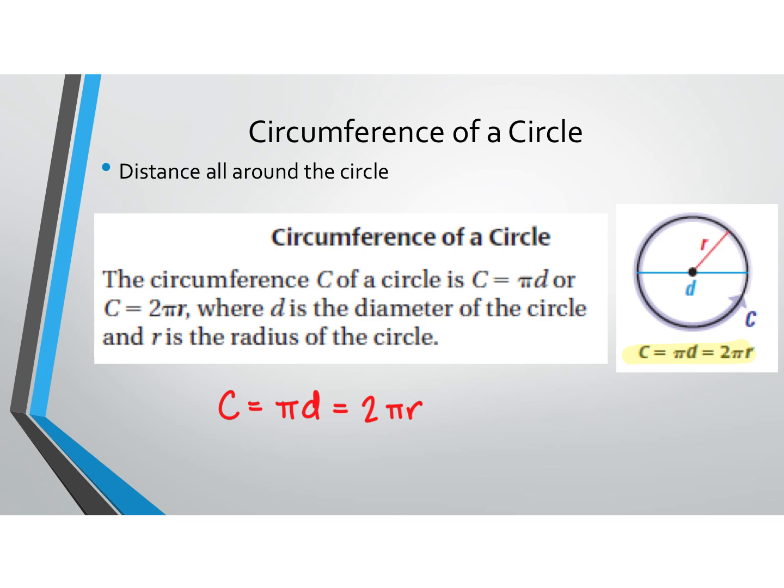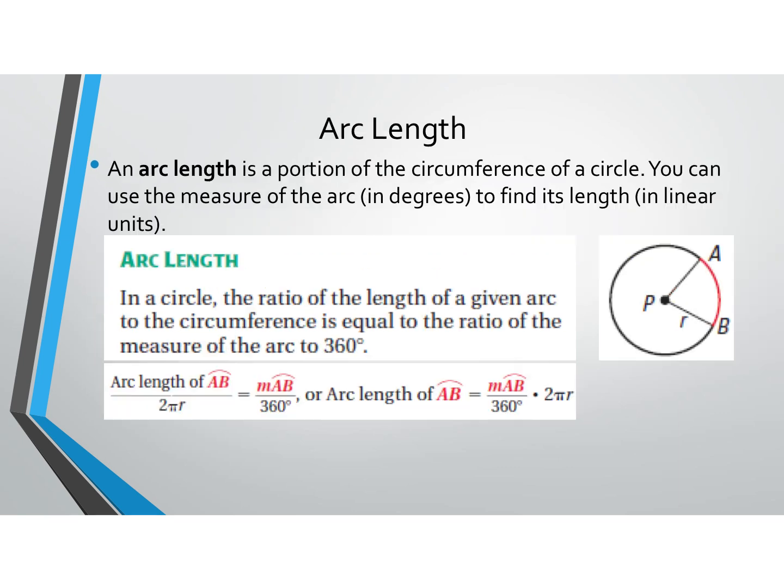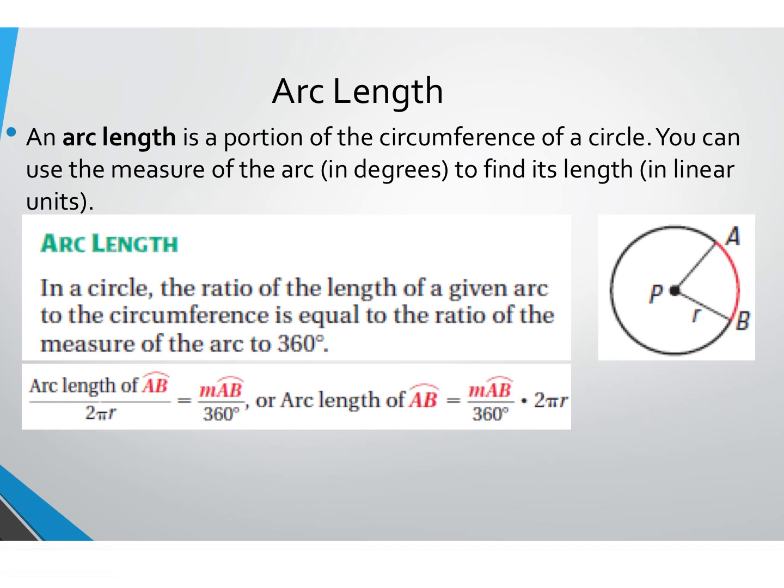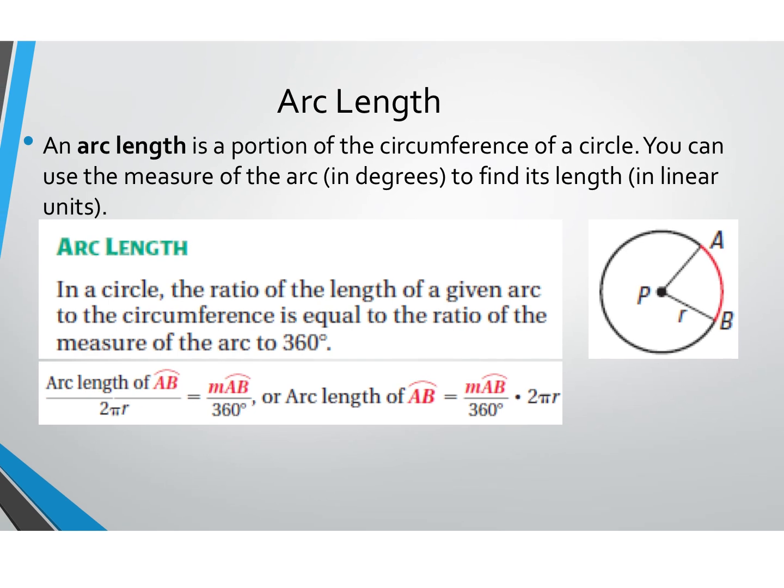The D is for diameter, the R is for radius. Okay, so we should know the difference between all of these. Here's my diameter in blue, here's my radius in red. All right, arc length. Please understand there's a difference between the words length and measure. An arc length is a portion of the circumference of a circle.